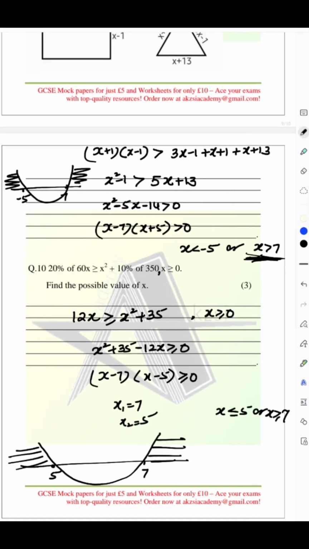Because it is already mentioned that x has to be greater than or equal to 0, we'll be considering only the positive values. That means x is less than or equal to 5, so I can say x can take values from 0 to 5 because this is positive. If I go below 0, it will become negative. And then x should be greater than or equal to 7. These are all possible values of x.